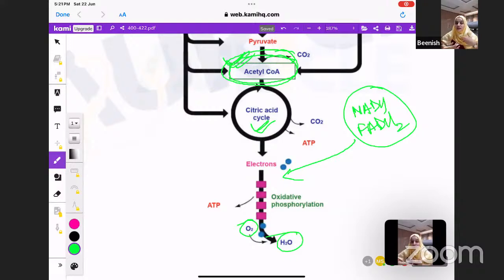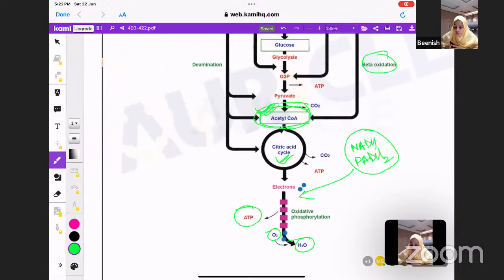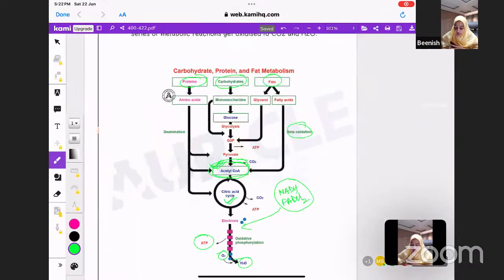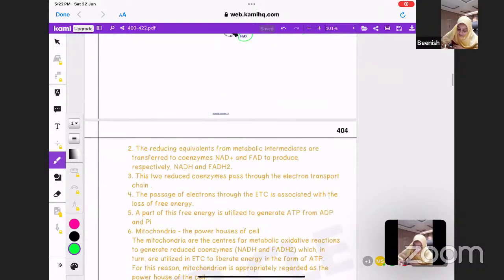And the energy that is released because of the transfer of electrons from one complex to the other is used to pump protons, and then a proton gradient is generated, because of which there is ATP synthesis. So ATP is ultimately being generated. So this was an overview of the concept of the electron transport chain.